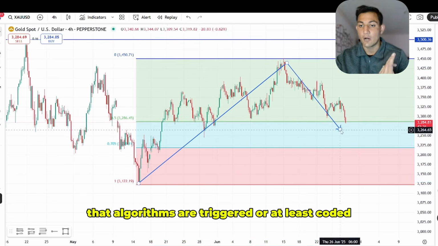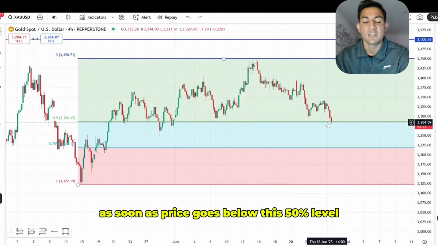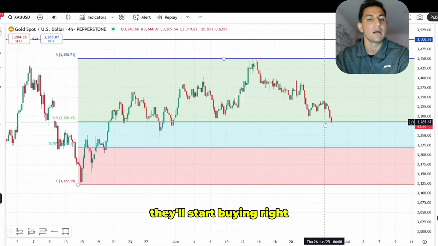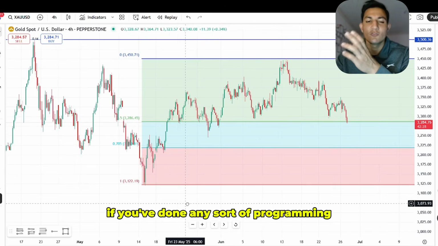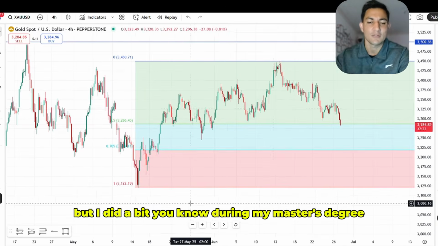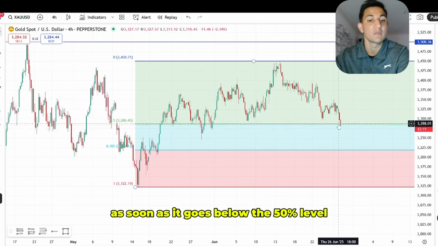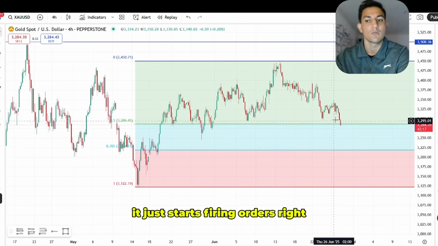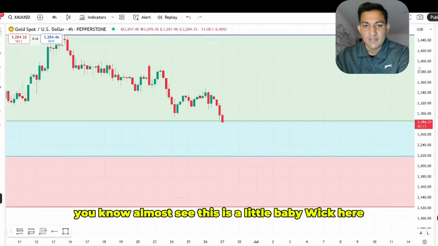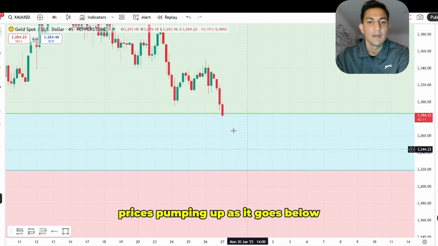In fact, their algorithms are triggered, or at least coded, as soon as price goes below this 50% level, and they'll start buying. If you've done any sort of programming, and I'm awful at it, but I did a bit during my maths degree, you can imagine an algorithm just coding this. As soon as it goes below the 50% level, it just starts firing orders. You can almost see this as a little baby wick here.